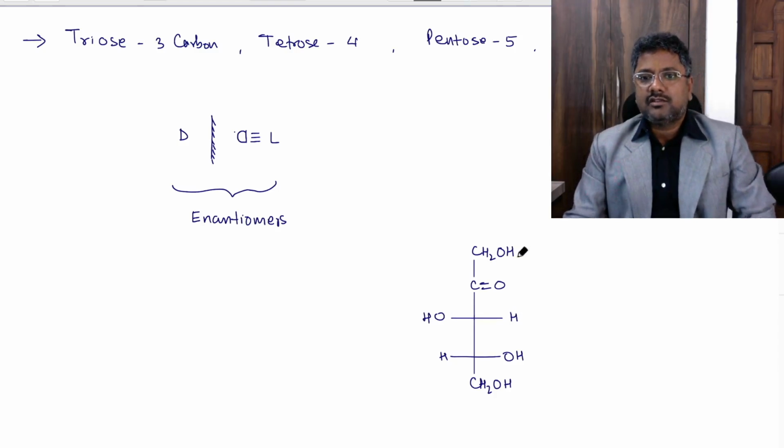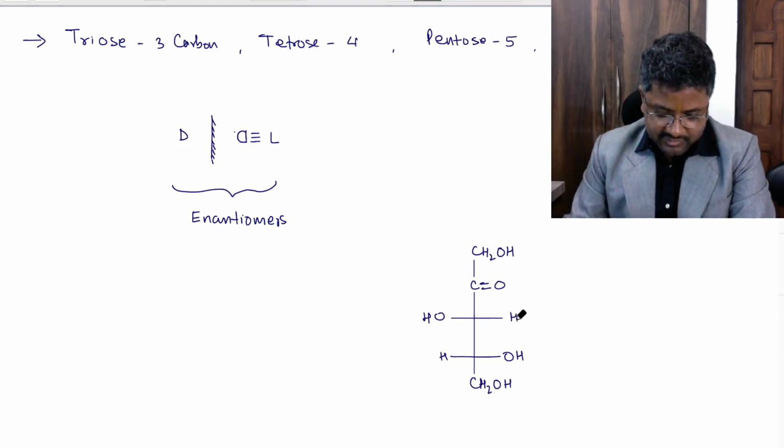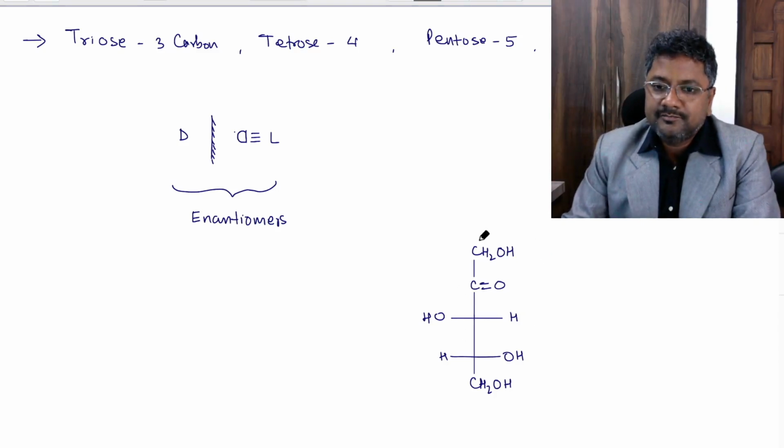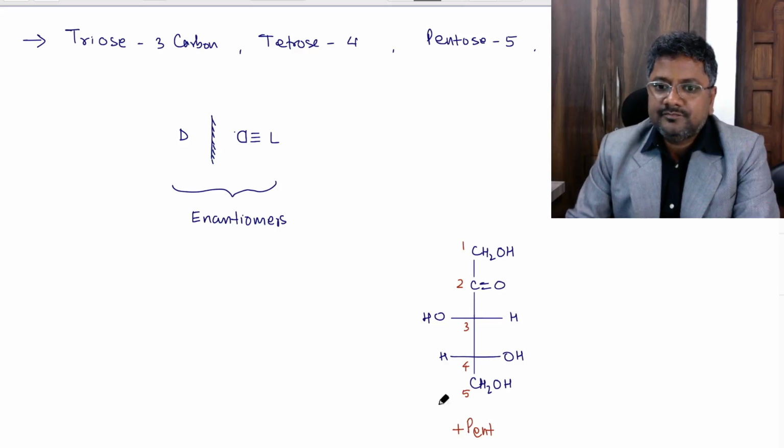Now tell me, what is the general name of this compound? First you have to put the numbers. This is 1, this is 2, this is 3, this is 4, and this is 5. So 5 carbon, so you have to write pent. Prefix you can add keto, and OSE is the common suffix. So this is a keto pentose, and the second last carbon, the stereogenic carbon, is this. OH is on the right hand side. So this is D.